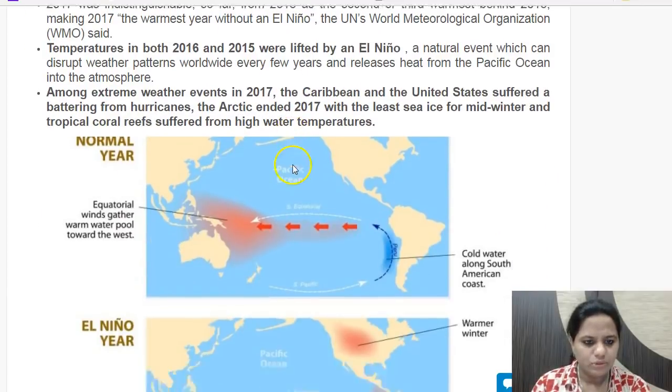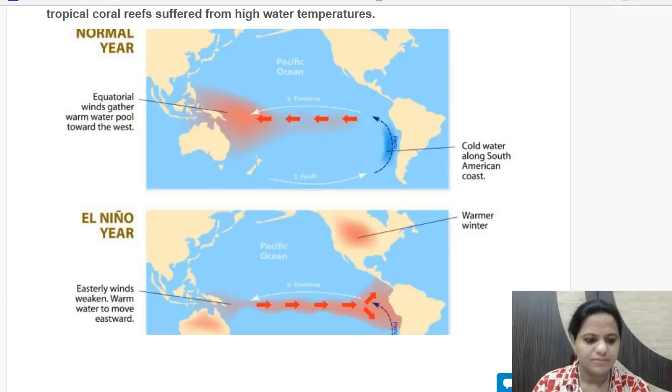This is the El Nino shown, what it basically means. So during normal years, you can see the equatorial wind gathers warm water pool towards the west. So here it is cold water along South American coast, and the warm water is carried from this region towards the Australian coast here, you can see. So these are the equatorial winds carrying this warm water pool towards the west.